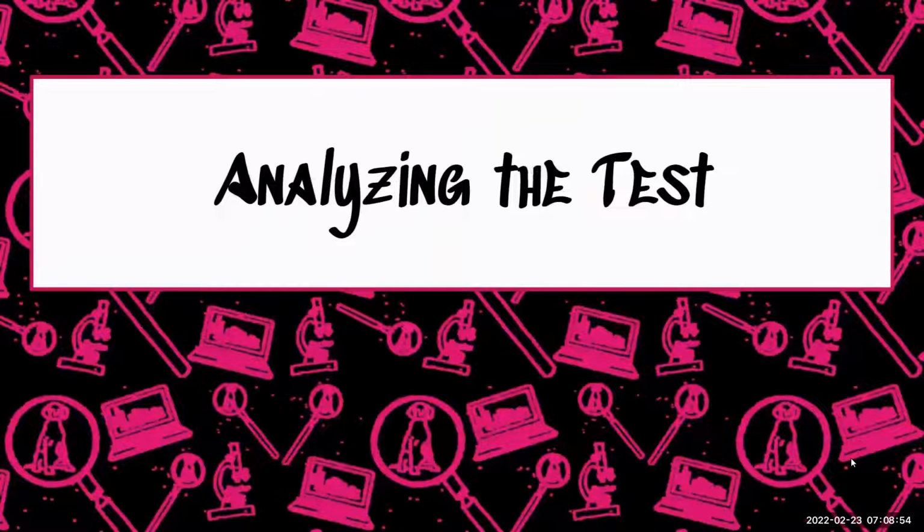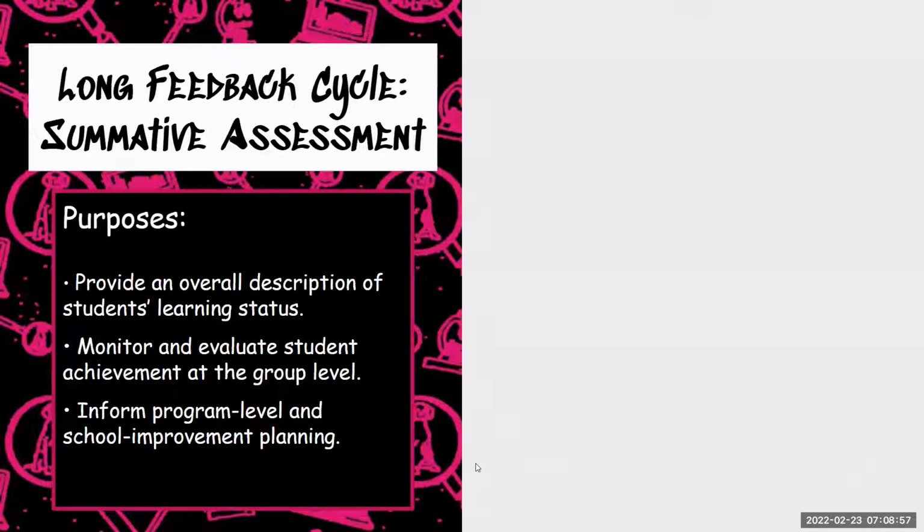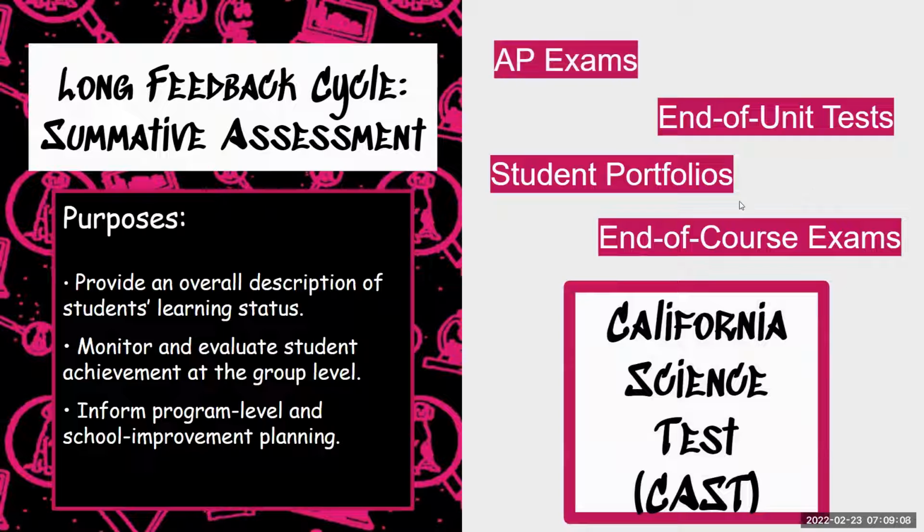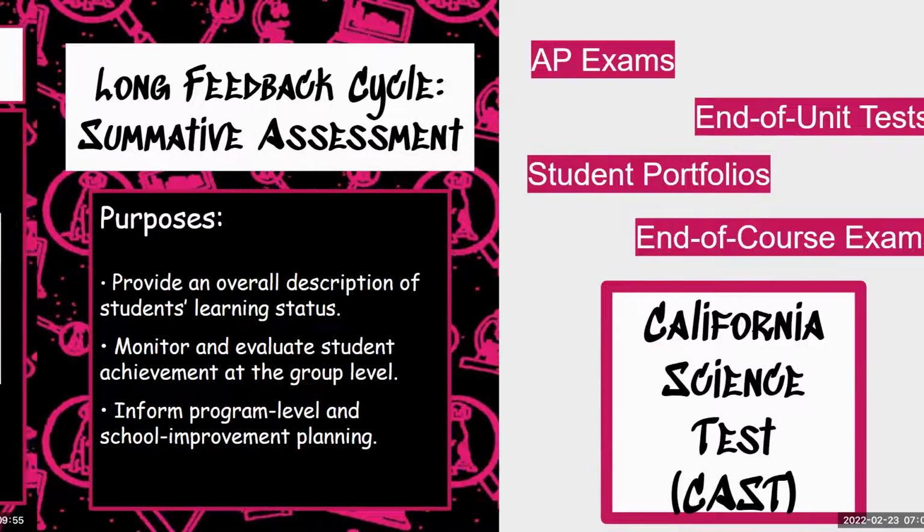So let's talk about the test. It's used to inform program level and school improvement planning. And we assess the students to see how well they're getting that information throughout the year so that we can plan for future years of instruction. And it will provide information to the students, but it's more information for us to evaluate the way that we're teaching the science and how we can improve in areas of rigor and areas of concept development.